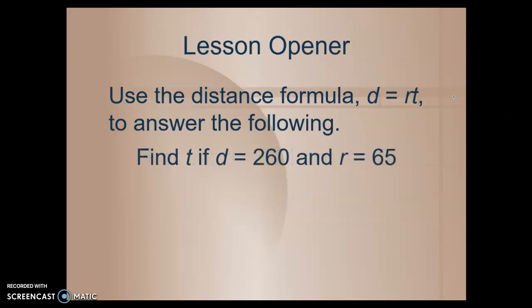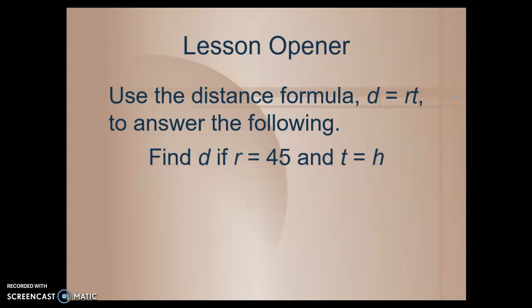What about when we're trying to solve for time? Go ahead and plug in and see if you can solve for time. You get 260 equals 65t. Since t is being multiplied by 65, divide both sides by 65, and when you do, you get that t equals 4.